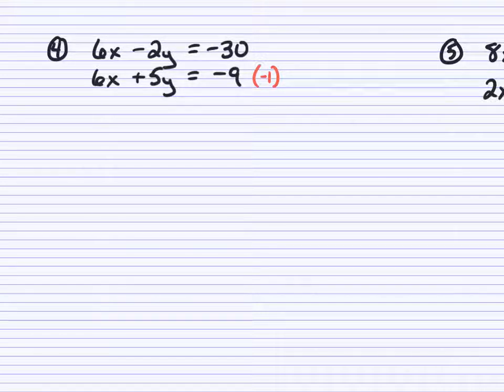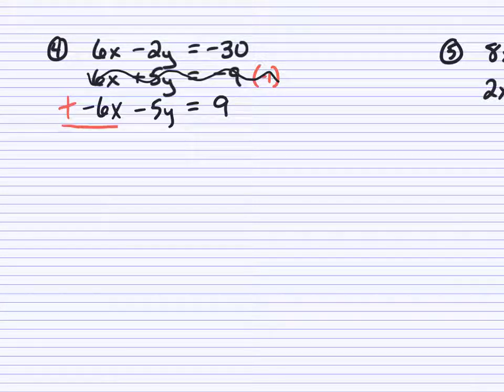Let me do it in black. Negative 6x minus 5y equals positive 9. And then after I multiply by negative 1, I scribble it out so that I'm not looking at it anymore. Now I see opposites. Positive 6x and negative 6x. And as soon as I see opposites, I go to addition. My 6x's eliminate. I have negative 7y equals negative 21. From here, a quick upside down t, divide by negative 7, and I get the y value to be 3.